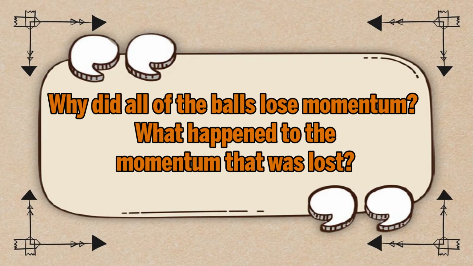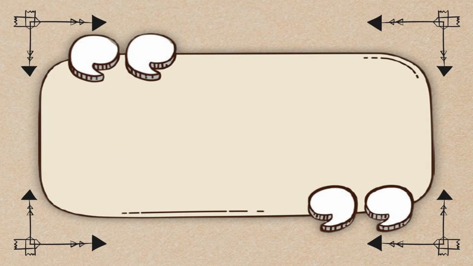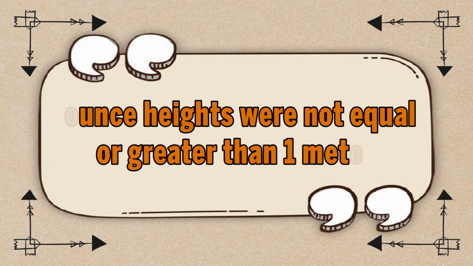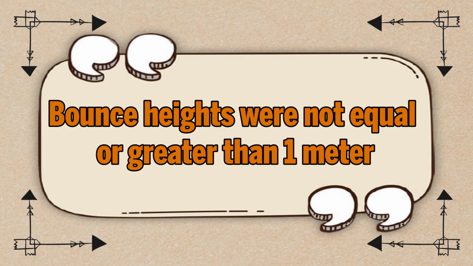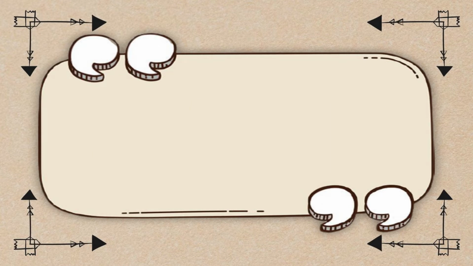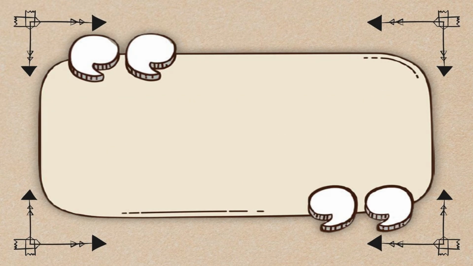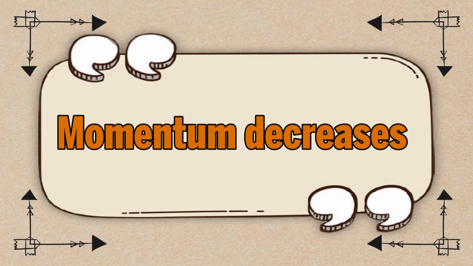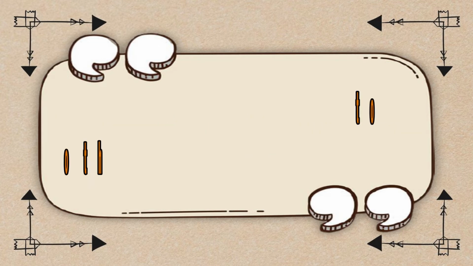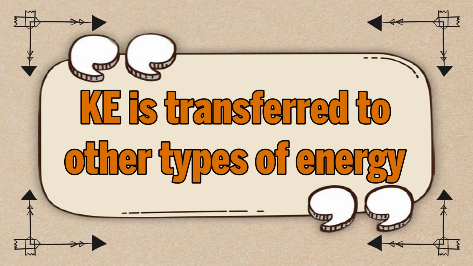Question number 7. Why did all of the balls lose momentum? What happened to the momentum that was lost? The balls involved in the experiment lost momentum when they bounced on different surfaces because their bounce heights are not equal to or greater than 1 meter. In order for the balls to not lose momentum, they must attain a perfectly elastic collision, which is impossible in the real world. Thus, whenever a ball bounces here on Earth, its momentum decreases due to the fact that the kinetic energy of the ball is being transferred as heat, noise, or any related energy.